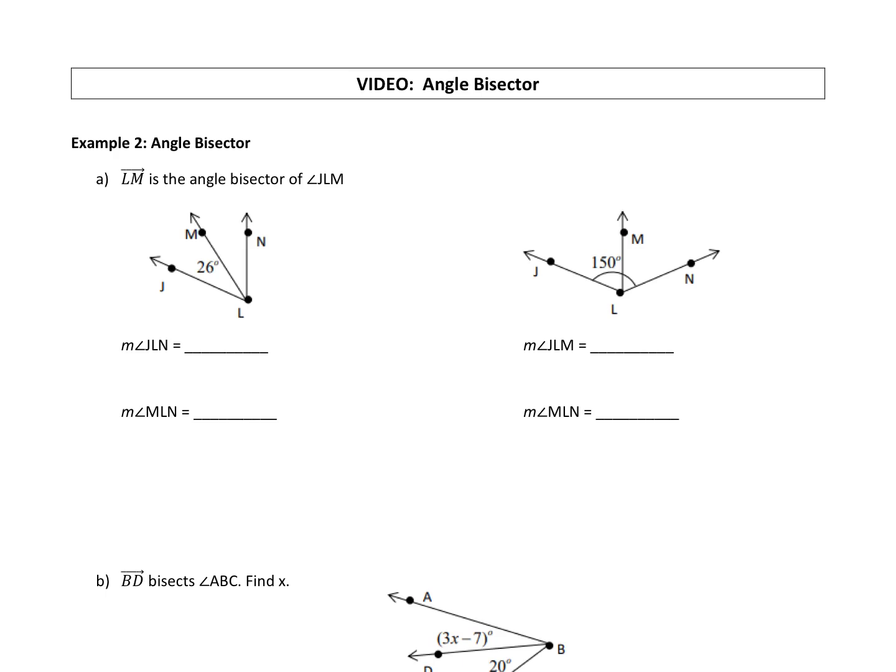All right, so our last video for this lesson is we're going to focus on the angle bisector. We have a couple examples here to look at. Part A, ray LM is the angle bisector of angle JLM. So when we look at our figure right here, we've got this bigger angle JLM.